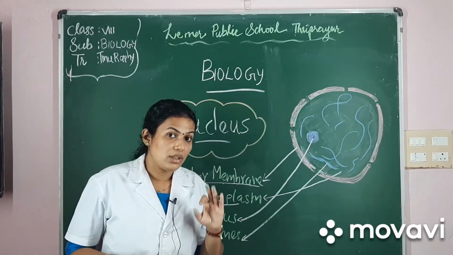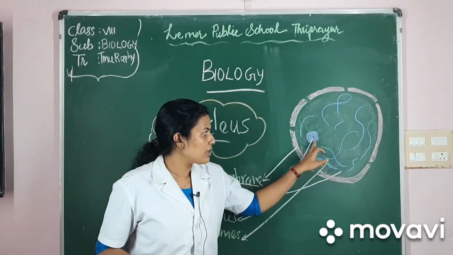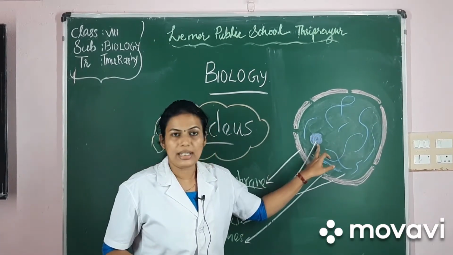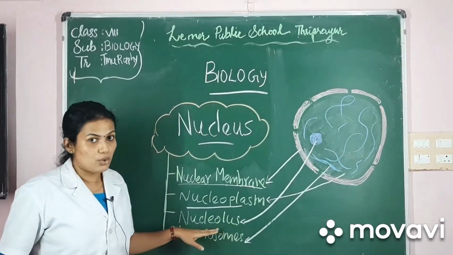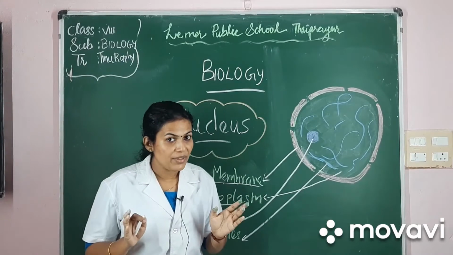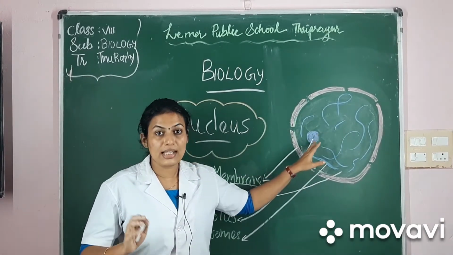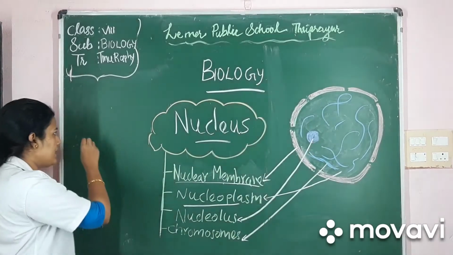Now we will learn about the third part of the nucleus, that is nucleolus. The teacher has marked this spherical dense body as nucleolus. Nucleolus is a small spherical body present inside the nucleus, and this nucleolus is rich in RNA materials.